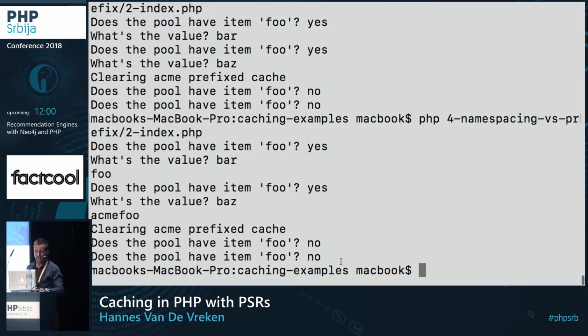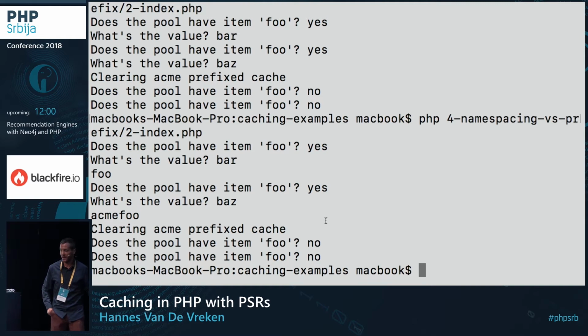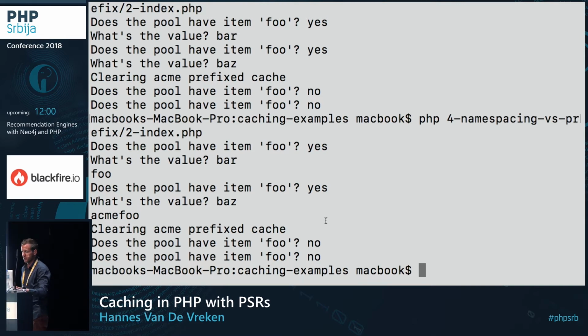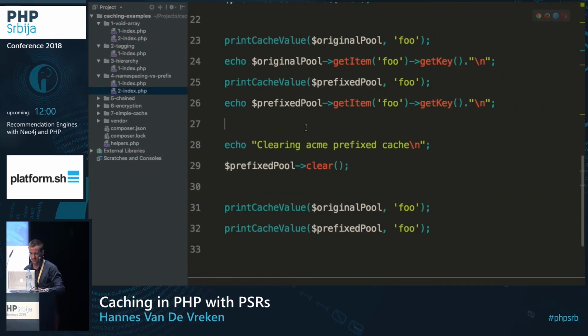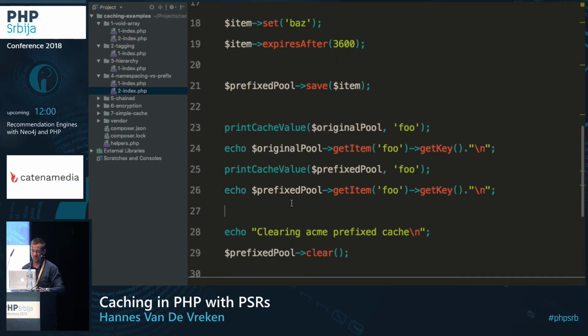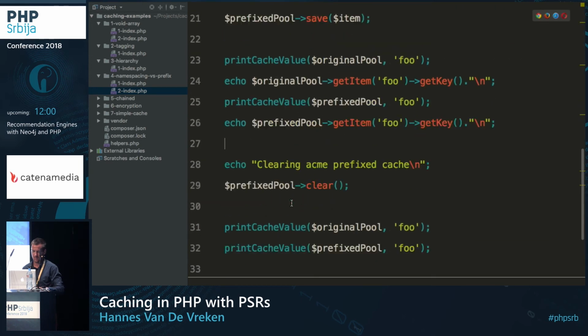And then when we clear it for any pool, we're basically clearing everything for all of the pools. So that's a little bit of a catch there. You can use prefixing, but that's going to be global.